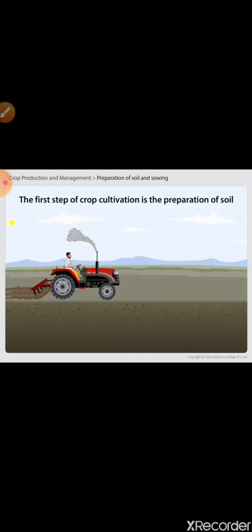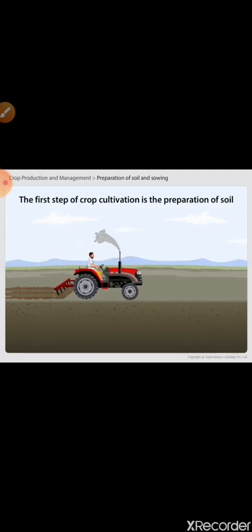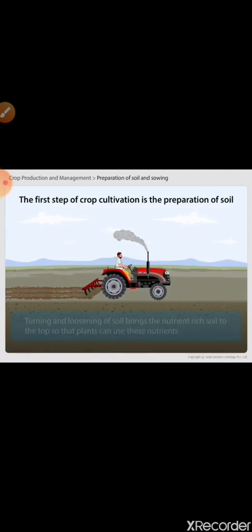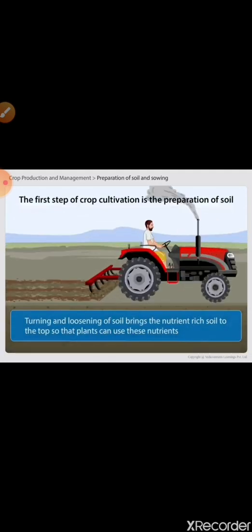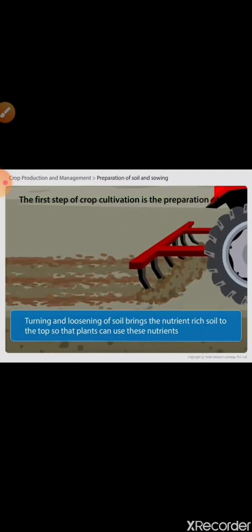Plow is used for tilling, adding fertilizer, and removing weeds as well. Children, sometimes farmers add manure to the soil before tilling. This plow helps in proper mixing of manure with soil. The soil is moistened before sowing.